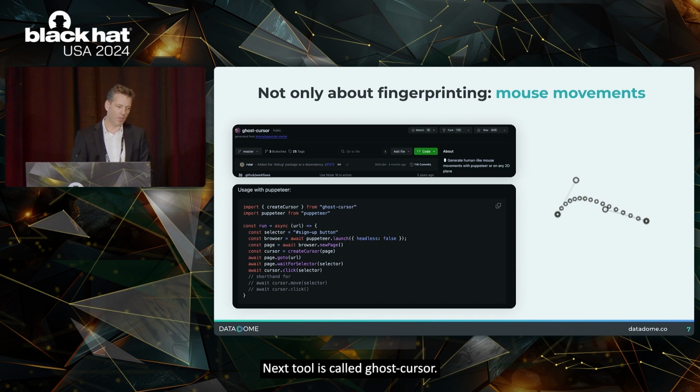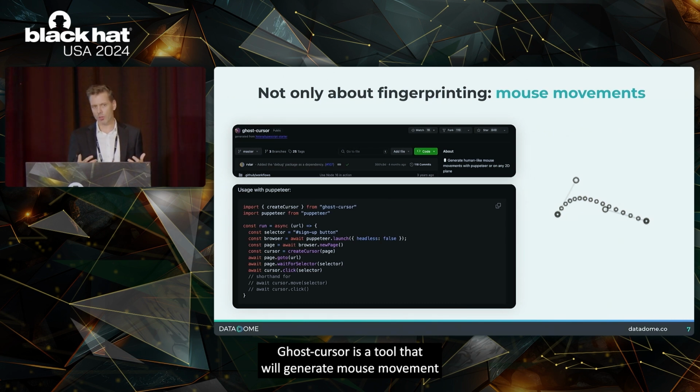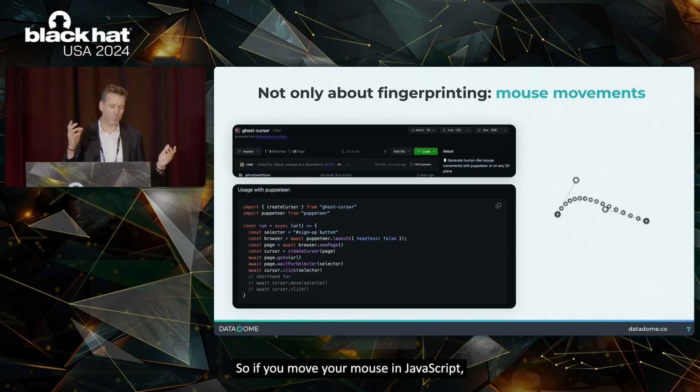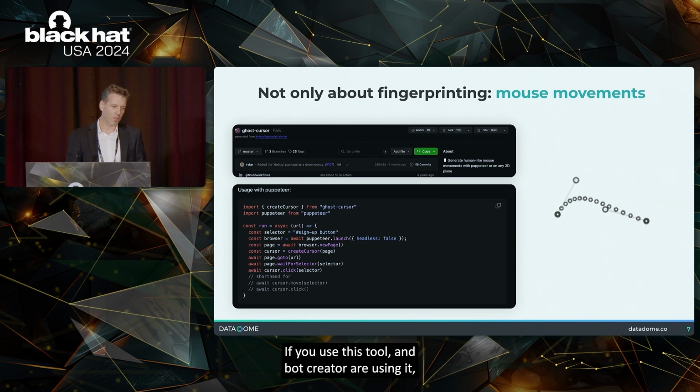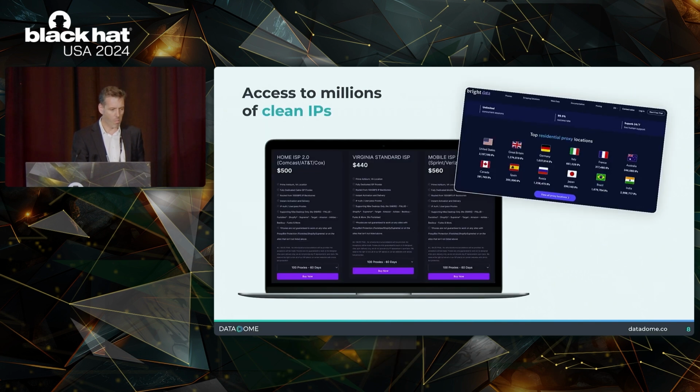The next tool is called Ghost Cursor. Ghost Cursor is a tool that will generate mouse movement in a more human way. So if you move your mouse in JavaScript, you will have a straight line. If you use this tool, and bot creators are using it, they will be able to generate a mouse movement that is much more human. So for bots, it will be much more efficient to have a more human-like mouse movement when they move the mouse to automate traffic.